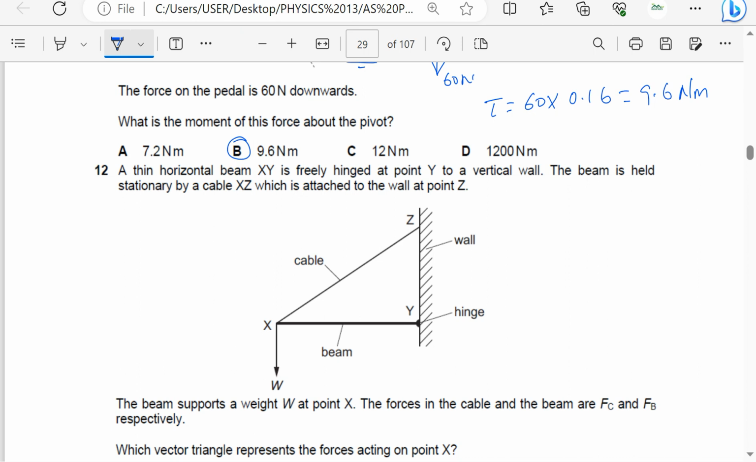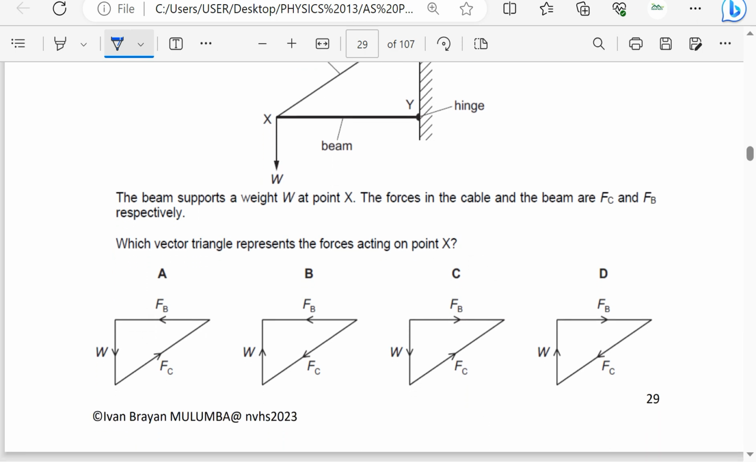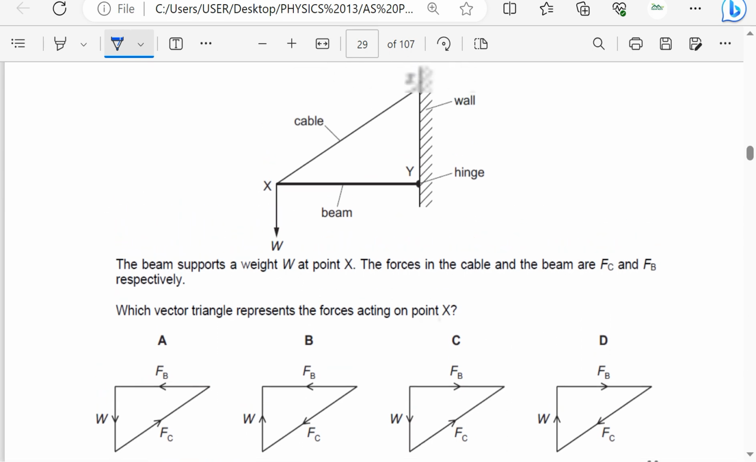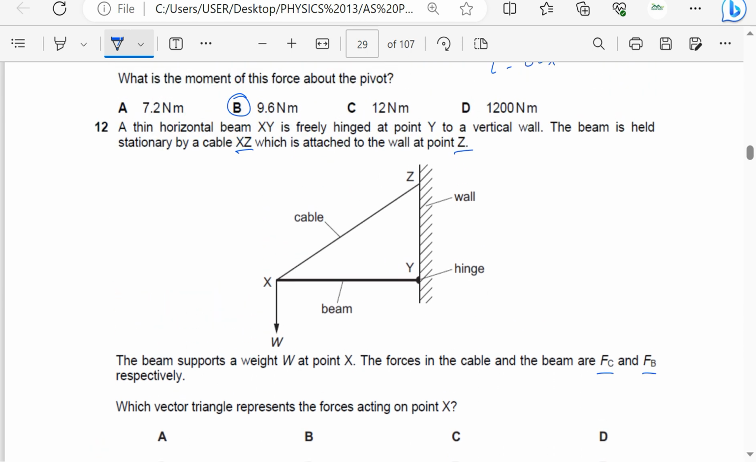A thin horizontal beam XY freely hinged at point Y to the vertical wall. The beam is held stationary by a cable XZ, which is attached to the wall at point Z. The beam supports a weight W at point X. The forces in the cable and the beam are FC and FB, respectively. Which vector triangle represents the forces acting on point X?